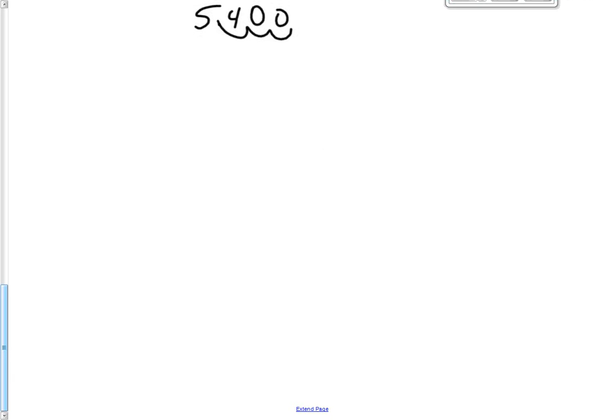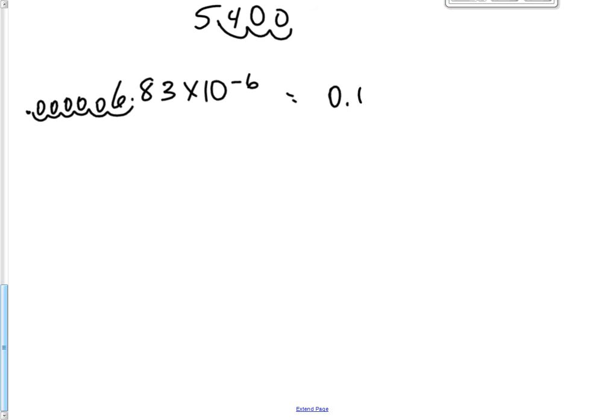Let's do another example. 6.83 times 10 to the negative 6th. Okay? So we're going to move the decimal 6 places. And because it's negative, we're going to move our decimal to the left. So 1, 2, 3, 4, 5, 6. There's our new decimal. Fill these in with zeros. Our new answer is 0.000000683.